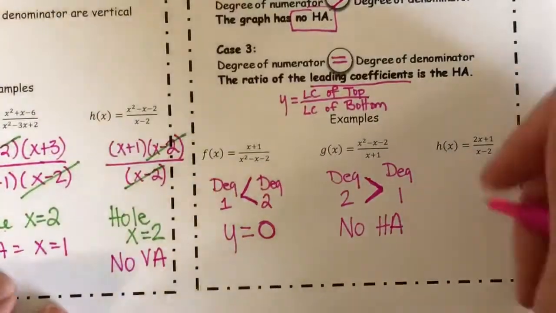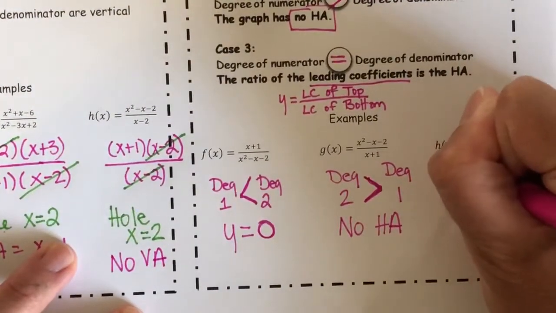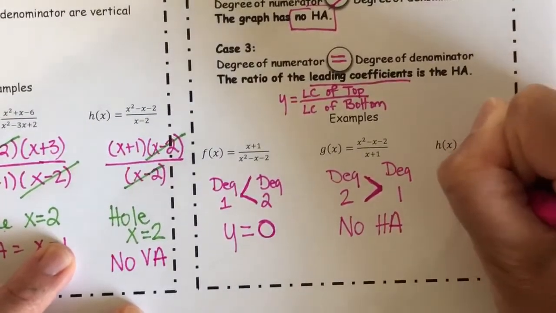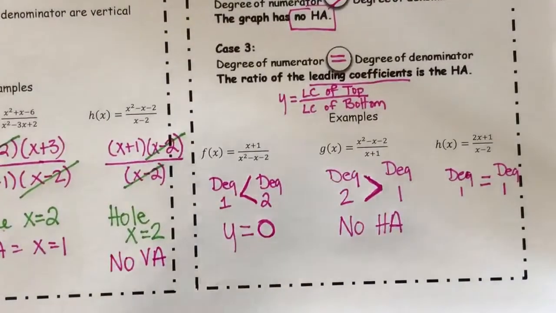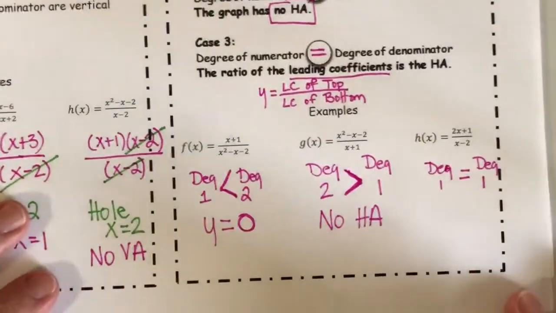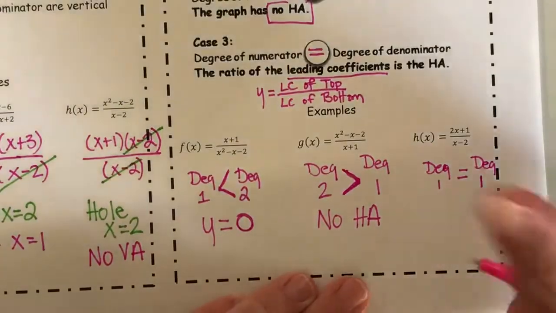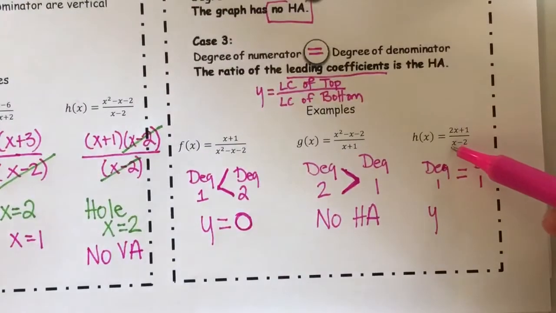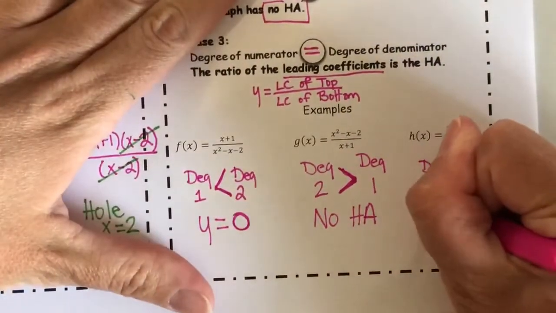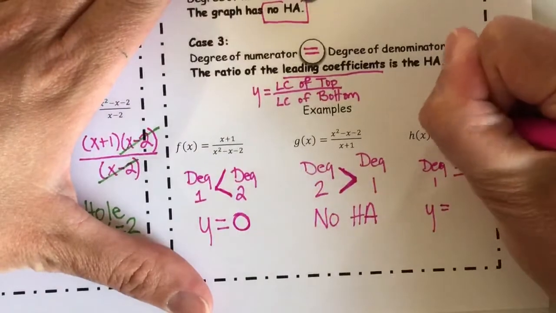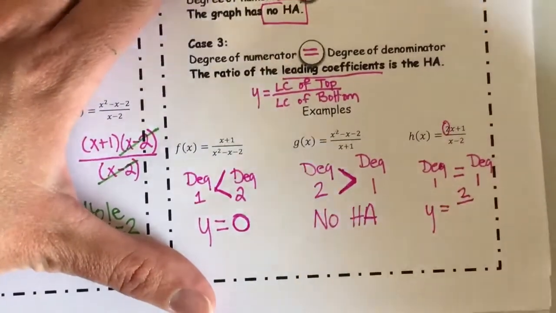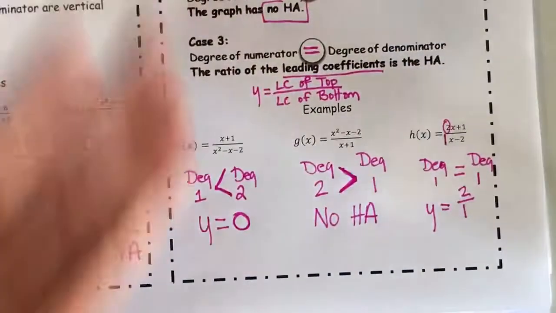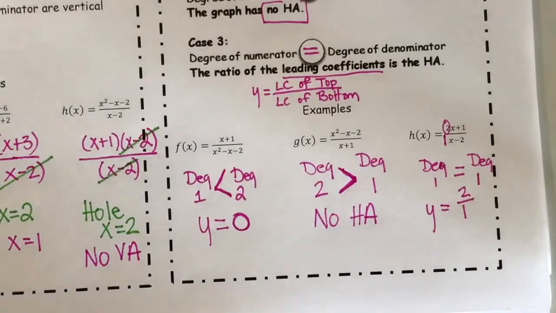In the last function, the degree of the top is 1 and the degree of the bottom is also 1. So they're equal to each other. When that happens, I have to compare what we call the leading coefficients. So I've got to set up a ratio: the leading coefficient of the top over the leading coefficient of the bottom. My LC on the top is 2. And my LC on the bottom, well, there's not a number in front of that x, so when that happens, it's 1. So I have a horizontal asymptote at y equals 2.